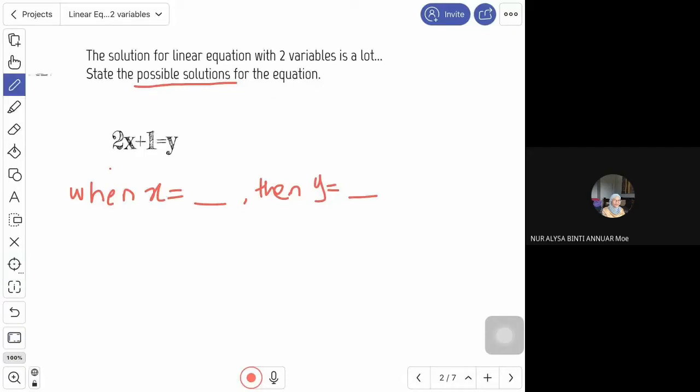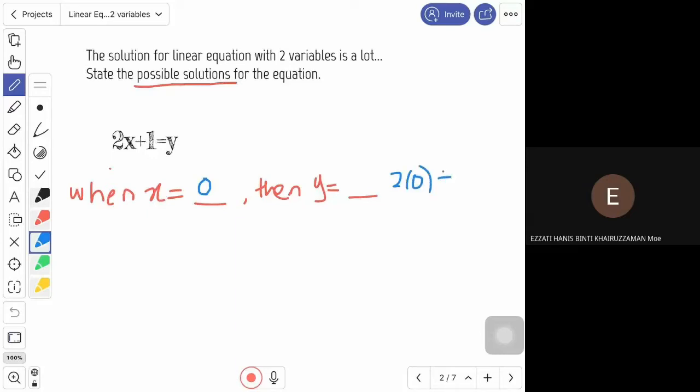Okay. For example, I want to choose x equals to 0. It is easy to start with the smallest positive number. Alright. So when x equals to 0, what is the value of y? 1. How do you get 1? 2 multiply 0 is 0. 0 plus 1 is 1. Okay, so 2 multiply 0 plus 1. So we just calculate that. Then you get 1. So y equals to 1. Okay.